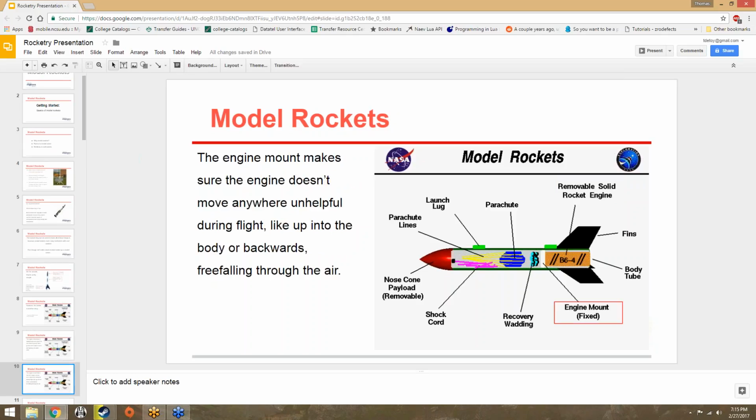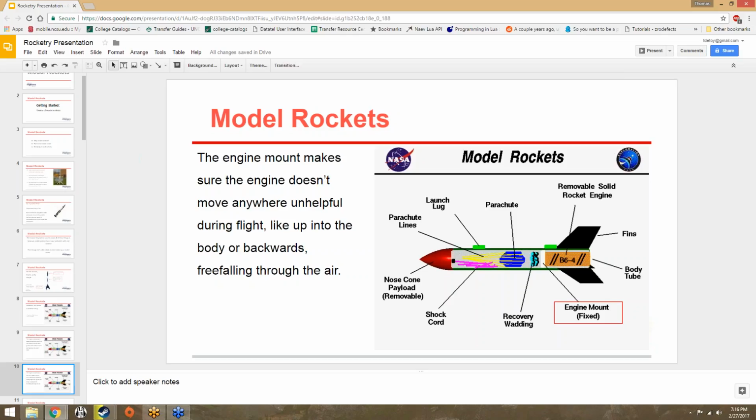The engine mount makes sure that the engine doesn't go anywhere. It's generally just a bracket that the engine slots into and a little locking mechanism. And this is useful because if the engine isn't mounted to the body of the rocket, you could light the engine and it would just shoot up through the center of the rocket. Or it could have somehow miraculously stayed in place, and then as soon as it shoots the recovery charge, it could just blow itself out of the bottom of the rocket and not actually deploy the nose cone or the parachute or anything like that.